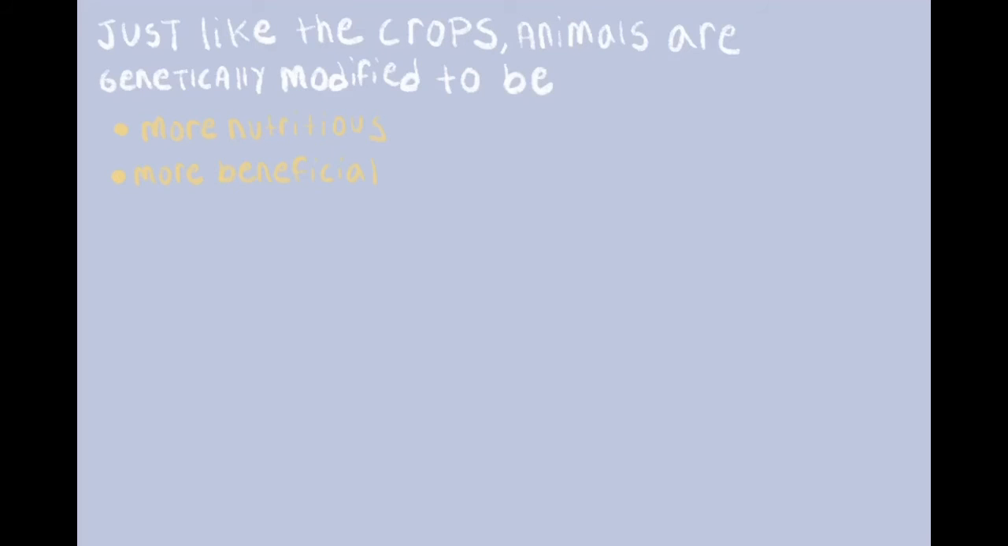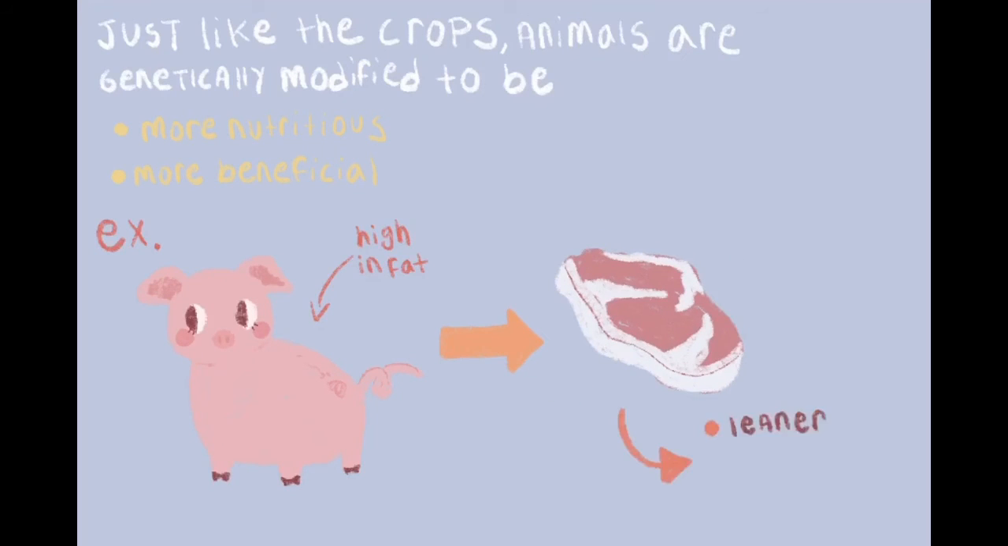Genetic modification isn't just for plants, but is also used in many ways for animals as well. Just like the crops, animals are genetically modified to be more nutritious and more beneficial. For example, because pig meat is so high in fat, they are often modified so it's leaner and contains more omega-3 acids.